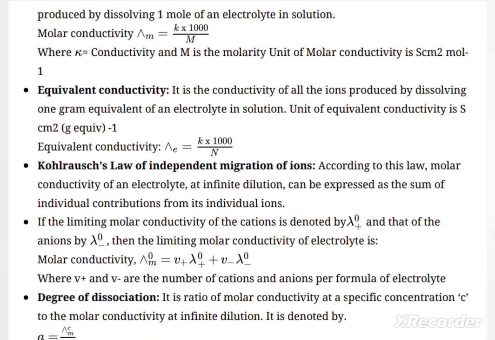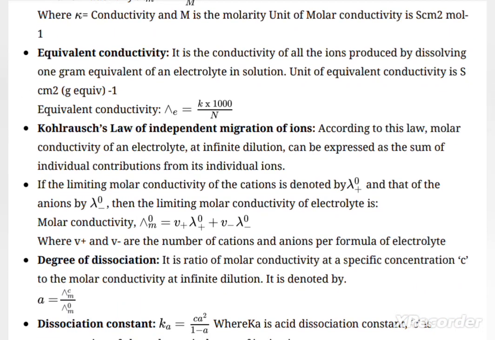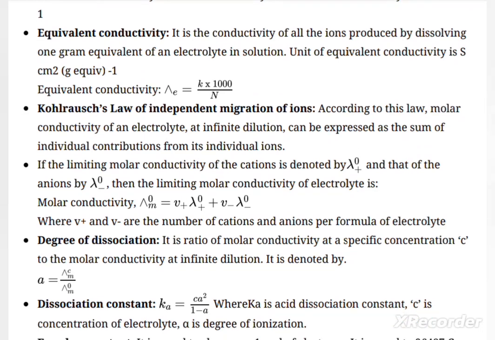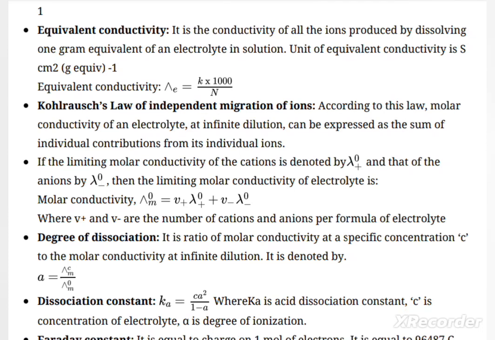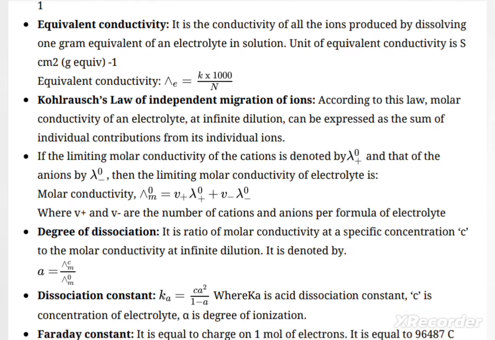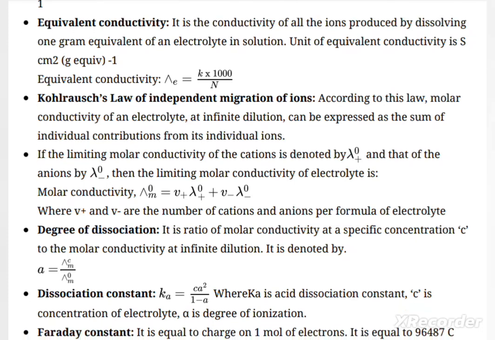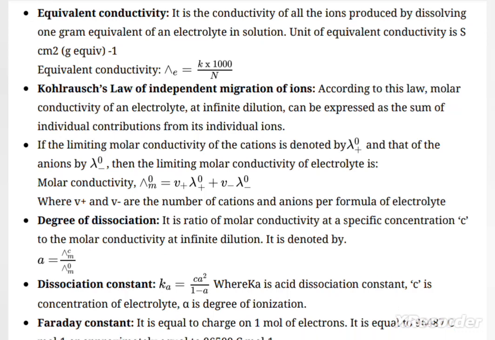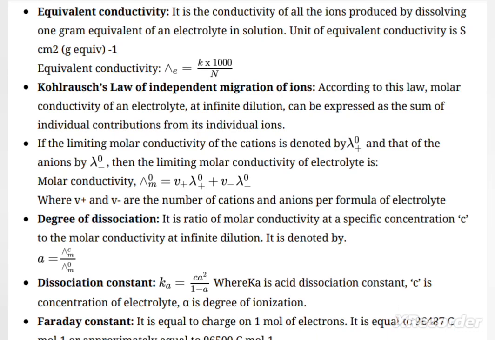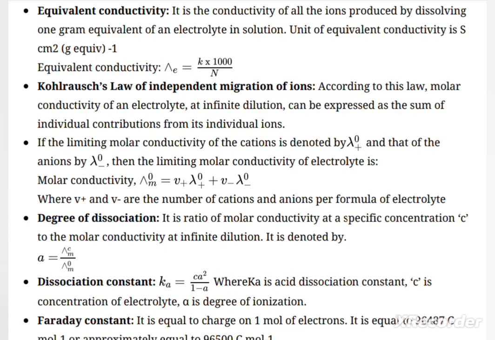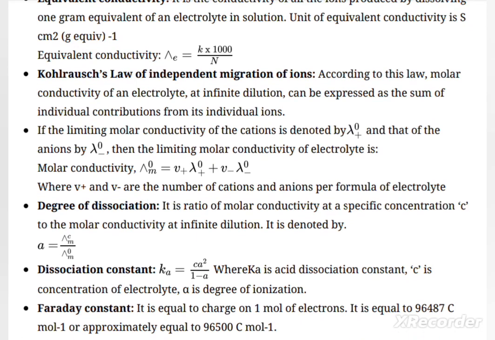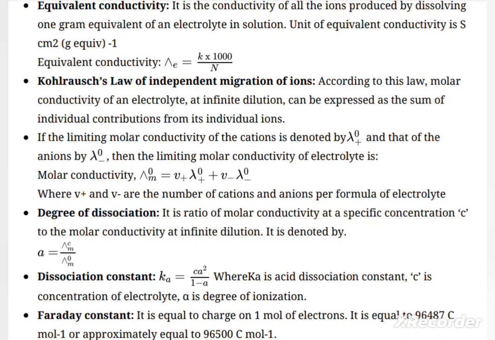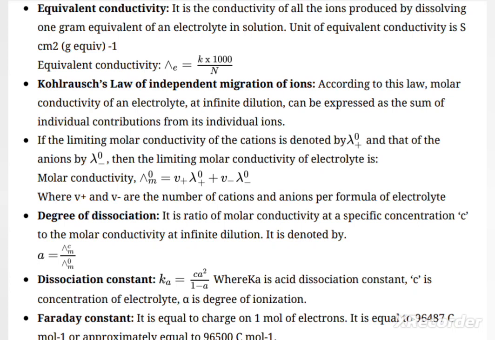Equivalent conductivity. What is meant by equivalent conductivity? It is the conductivity of all the ions produced by dissolving 1 gram equivalent of an electrolyte in solution. The unit of equivalent conductivity is Siemens cm². Equivalent conductivity equals K into 1000 by N.